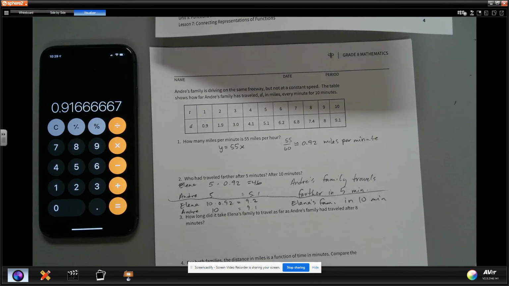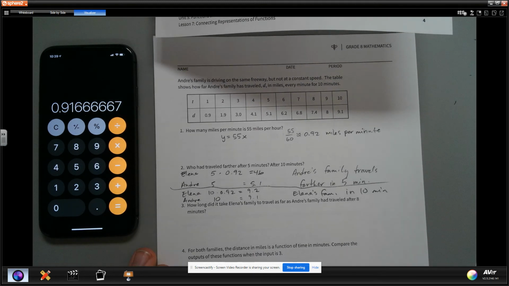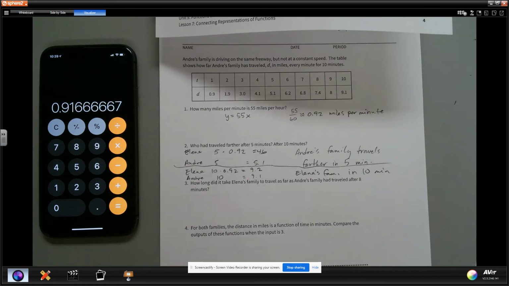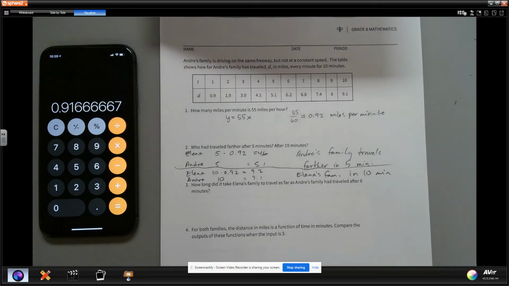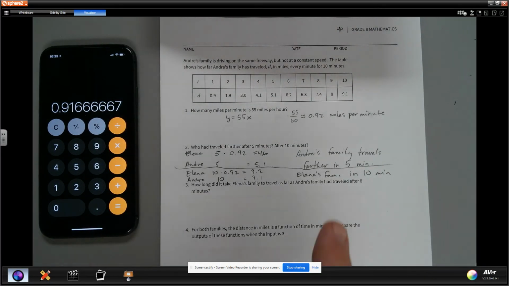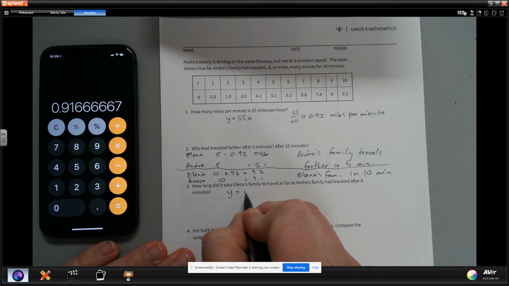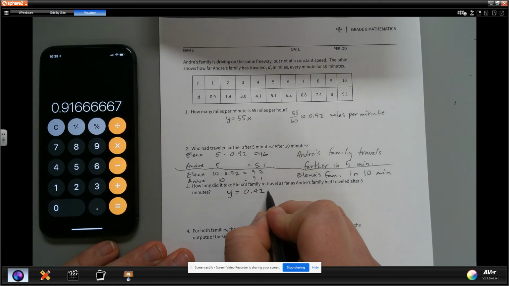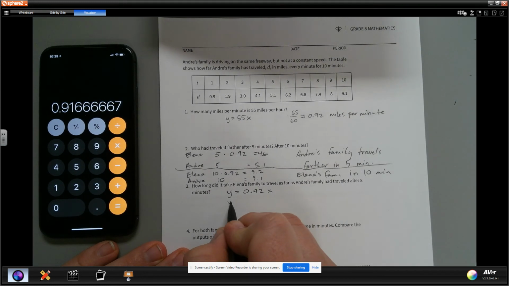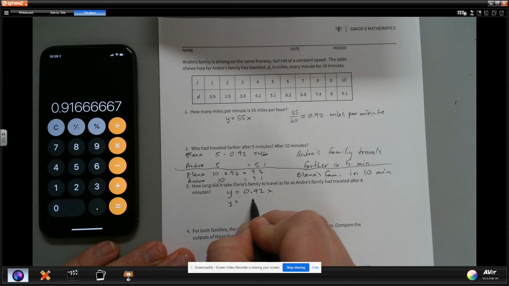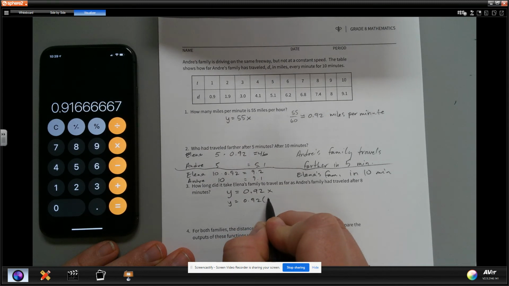So how long did it take Elena's family to travel as far as Andre's family had traveled after 8 minutes? When we want to look at the two right here, we have to be able to compare the 8-minute value, and we have to compare the 92 hundredths here. So using the 92 hundredths for Elena, that's 92 hundredths miles per minute. We want to be able to bring that in of y is equal to 92 hundredths times 8.